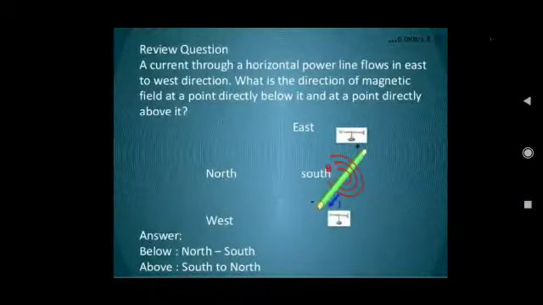In our previous video, we discussed Maxwell's right hand thumb rule. And I told you, according to Maxwell's right hand thumb rule, you have to keep your thumb in the direction of current, and then in which direction your fingers encircle, that will be the direction of magnetic field lines.